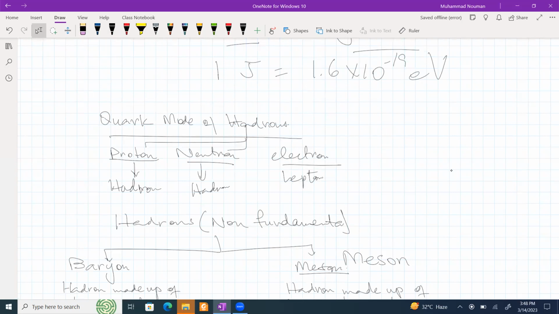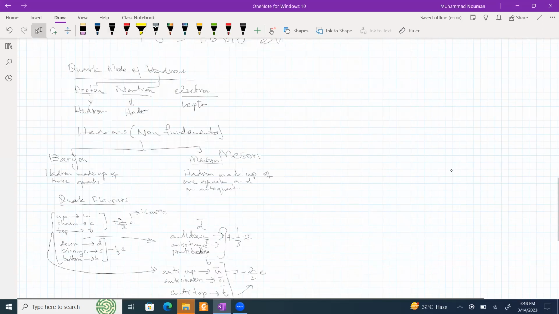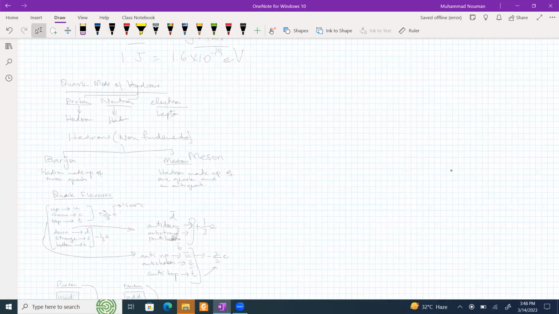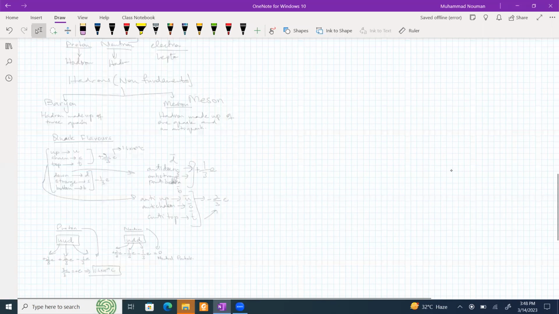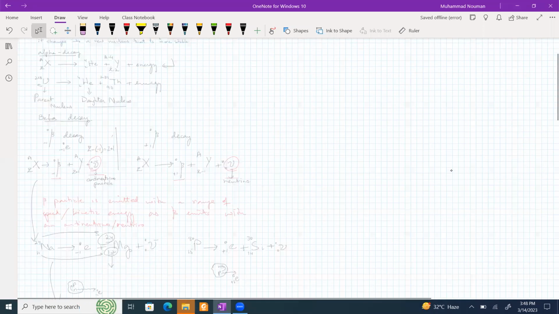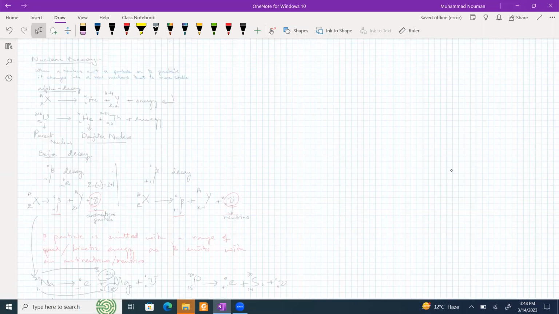And this is a newly introduced topic in our syllabus that was introduced in 2016. That is not a very old discovery, it's a new discovery. This is something related to modern physics. Anyways, this is all about the quark model of hadrons, and this is all about this chapter as well, particle physics. Now I'm going to open some questions for you and we'll be solving them.